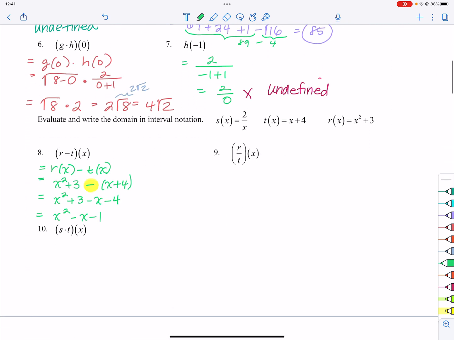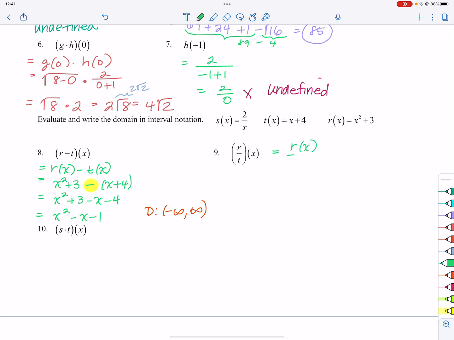And in this case, the domain is going to be all reals. That's a quadratic function, and both r and t were polynomials. Okay, so now let's take a look at r divided by t of x.